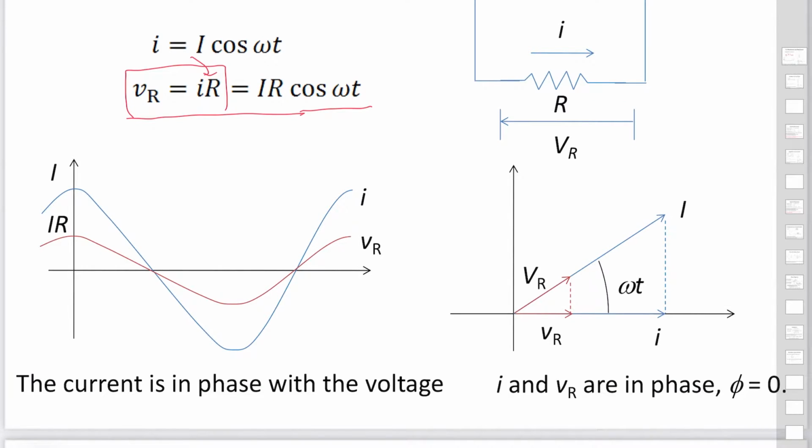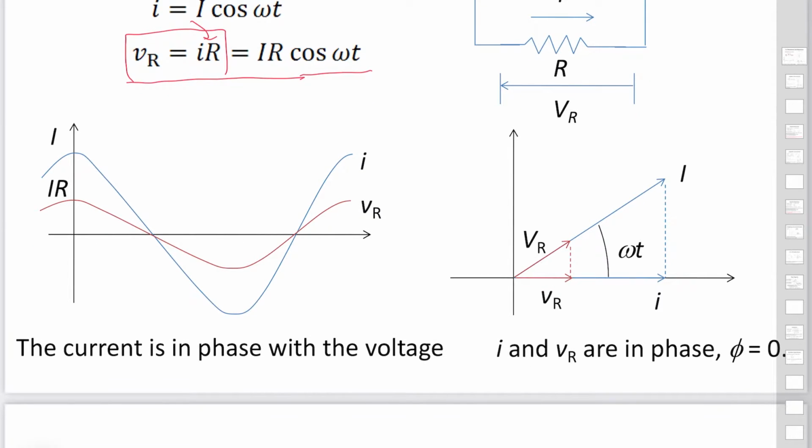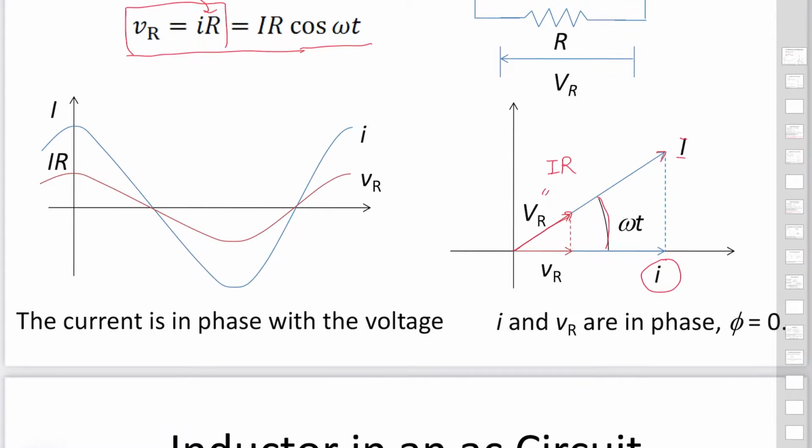So if you use the phasor diagrams, this is the current, capital I. Then the projection onto the horizontal axis is the instantaneous current, lowercase i. For V sub R, the magnitude of V sub R is IR. The current is in phase with the voltage.